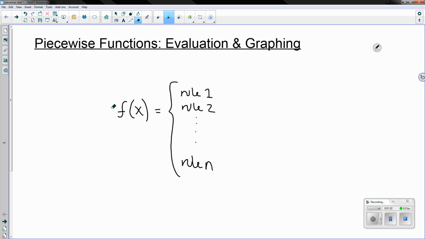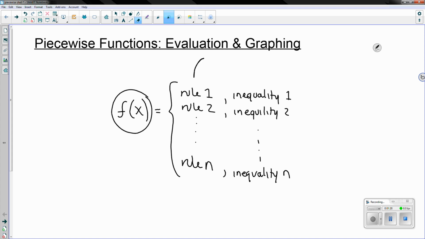And then next to each rule, we're going to have these inequalities. So we'll say inequality 1. And that inequality is going to tell you the x values that are associated with that specific rule. So three main things to look at. What is the function name? What are the rules that go to that function? And then for what x values does each rule apply? So to give you a more concrete example, we might see something like this.